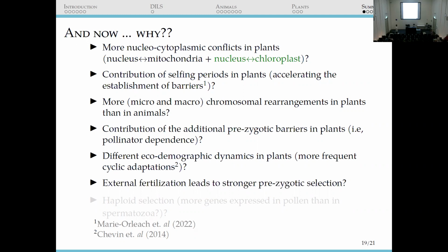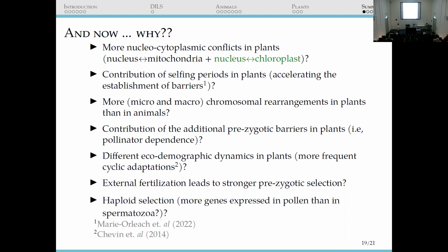Another thing is maybe external fertilization in plants leads to stronger prezygotic selection, maybe because the ovule is targeted by pollen from different species. So there is a kind of active process from the ovule to choose a good pollen. And maybe there is a kind of selection which is too strong, and a small level of divergence can reduce the probability of being fertilized by a pollen which is not so distant, but too distant for the ovule.